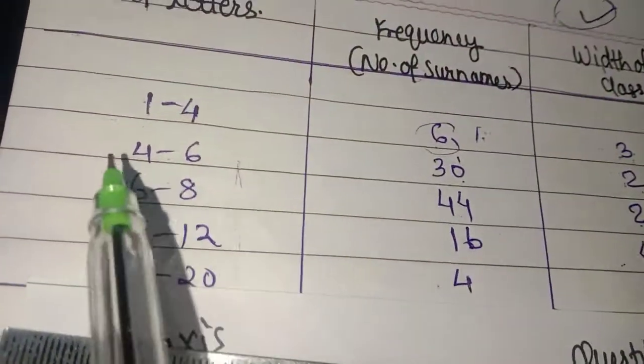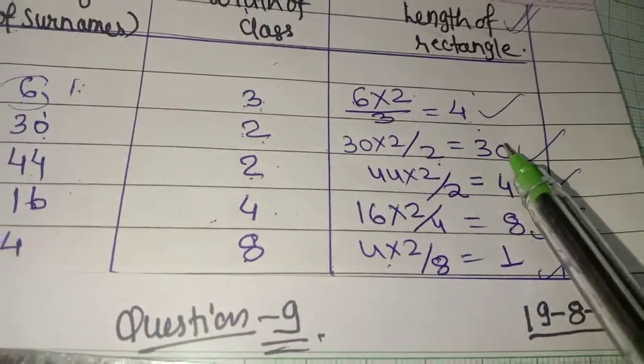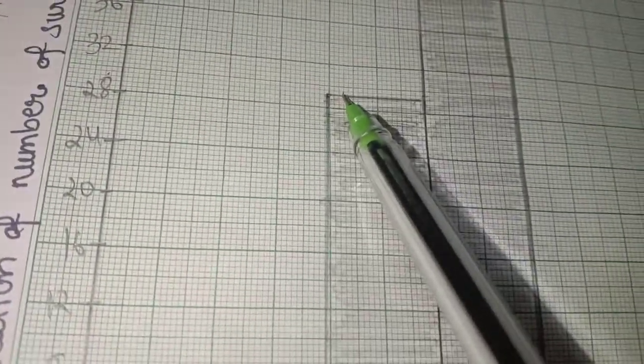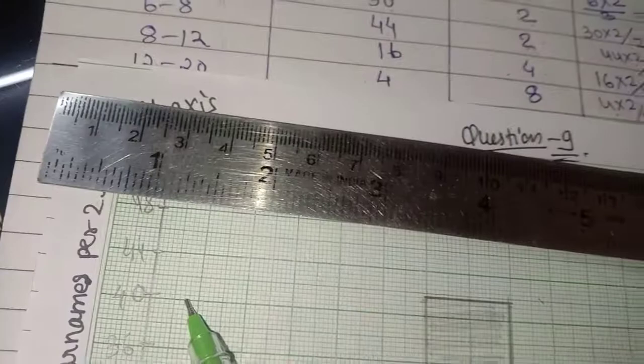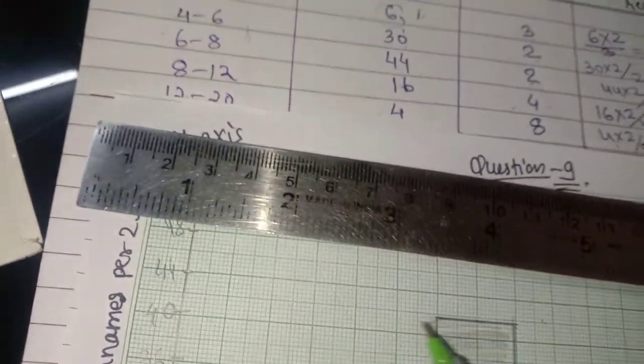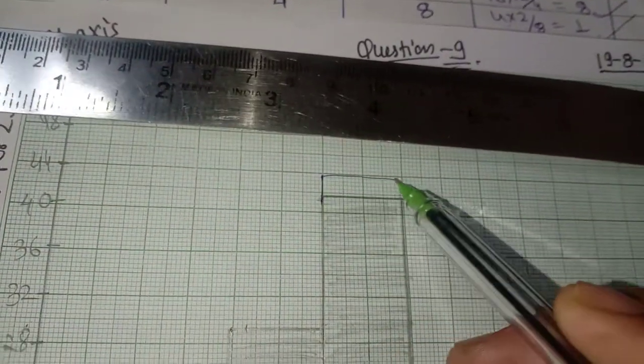Then 4 to 6. It is 30. So again 4 to 6, I am moving up to 30 somewhere. Then 6 to 8. 6 to 8 is given as 44. So for 6 to 8, okay, I will reach up to 44 somewhere here. 6 to 8, so that will be up to here. It is 44. The total, it is 6 to 8, 44.